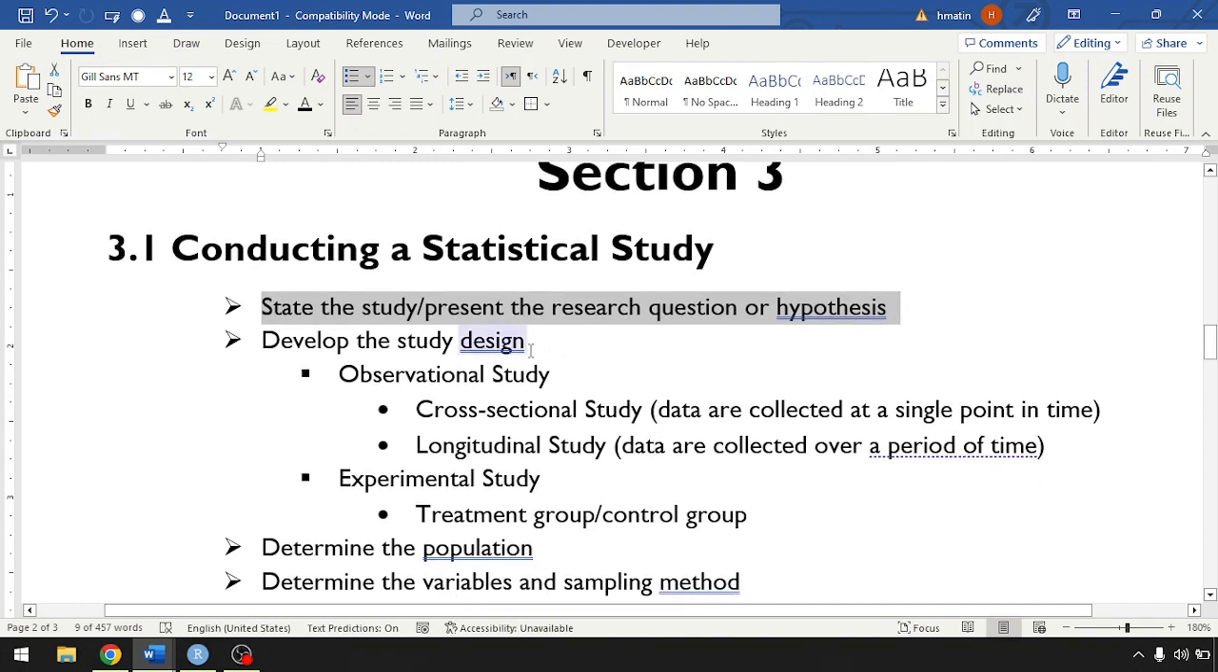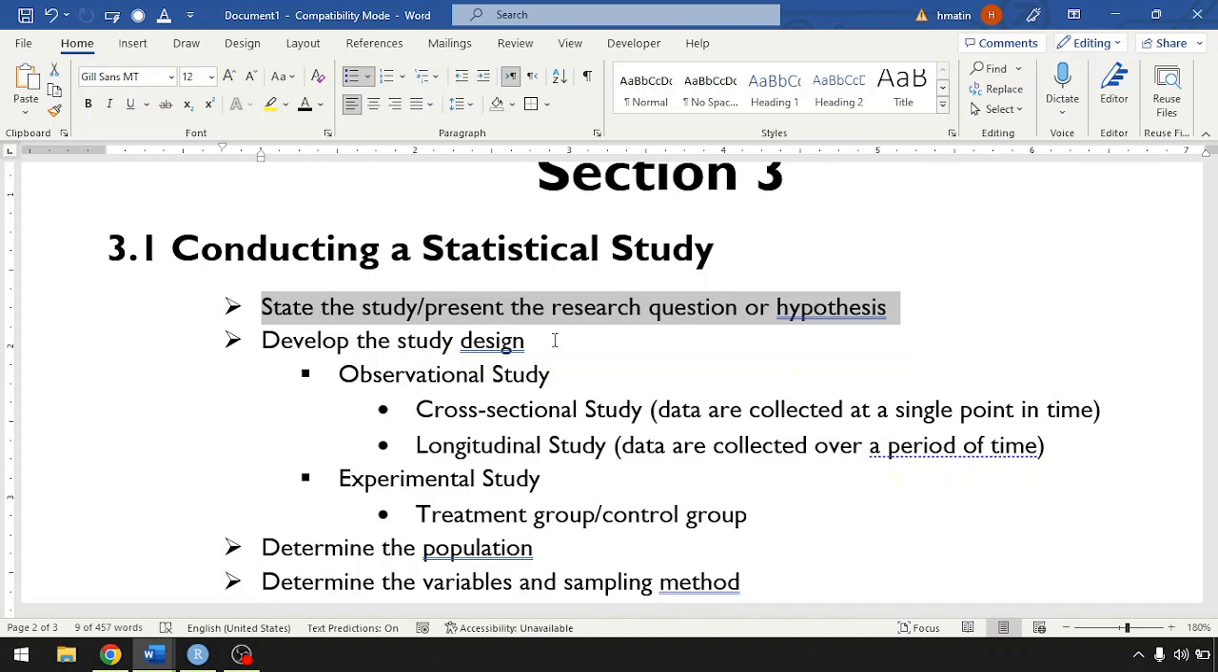The second in the life cycle is developing the study design. It's important to design your study ahead of time because it will designate the type of analysis and the type of data that you will need. So the study designs are categorized into two parts.